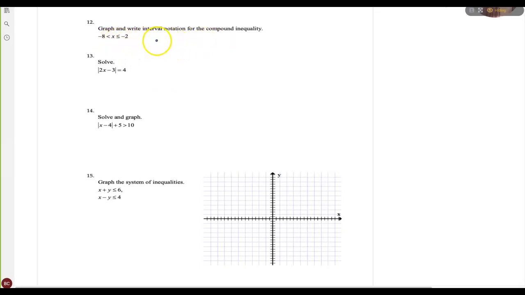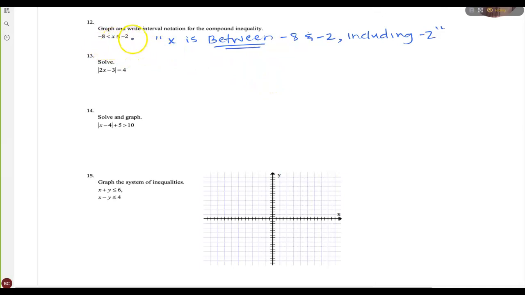Okay, so to write this as a compound inequality, I want to make sure that you see that when you read this, this reads as x is between -8 and -2, including -2. All right. And the part that I want you to make sure that you understand is it's saying it is between, right? So we know our answers are going to be between this number and this number, it's got to be in between that.